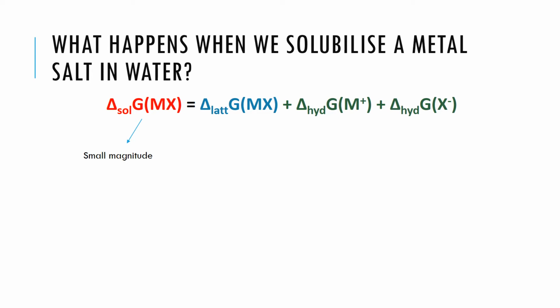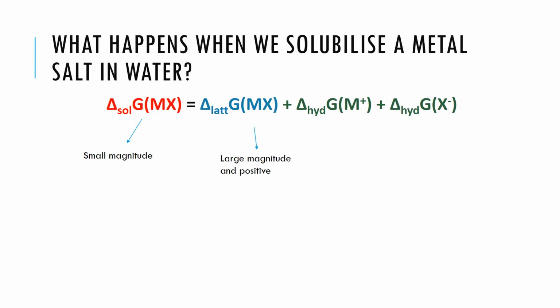And the Gibbs lattice energy and the Gibbs energy of hydration for both the anion and the cation are very, very sensitive to the radius of the ions that make up that salt. So if we change the radius of the ions, we change the parameters that make up that equation, and we have a big impact on the Gibbs energy of solvation.